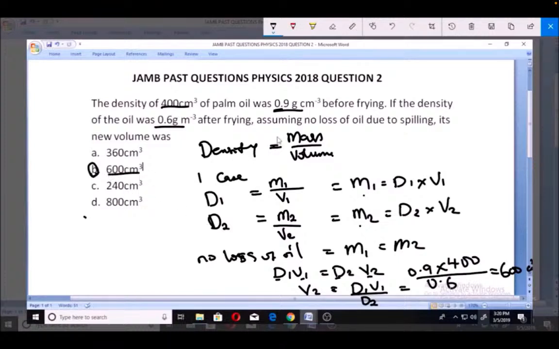So notice we started from the formula for density. We made M the subject of the formula because they say there is no loss in mass. That means the two M has to be equal. So we equated them, and the equation of this and this simply means that this is equal to this. So we equated them here and made V2, that we're looking for, the subject. Then we get 600. That is how you go about solving equations such as this.